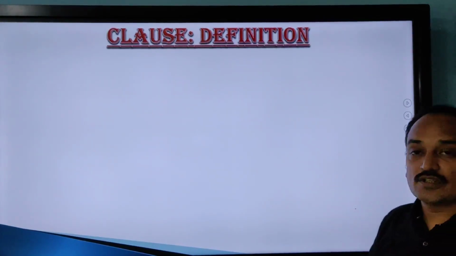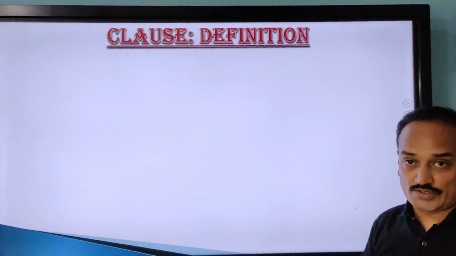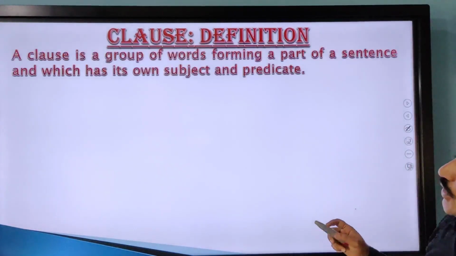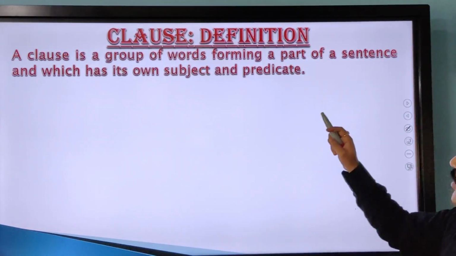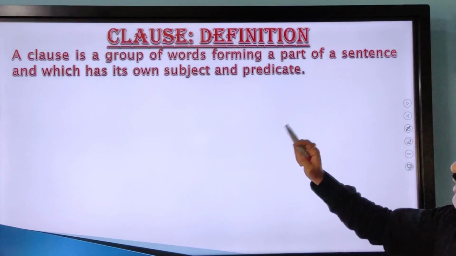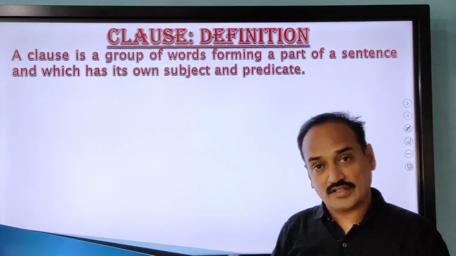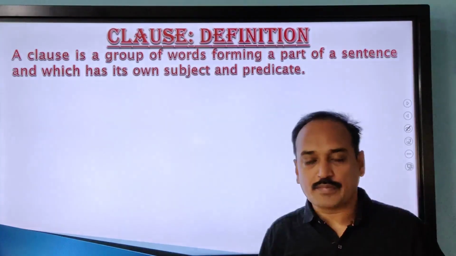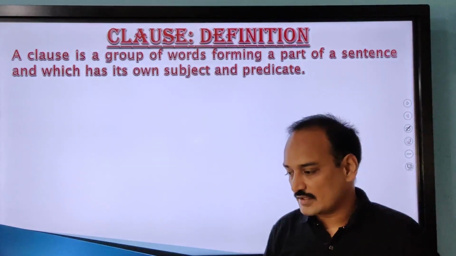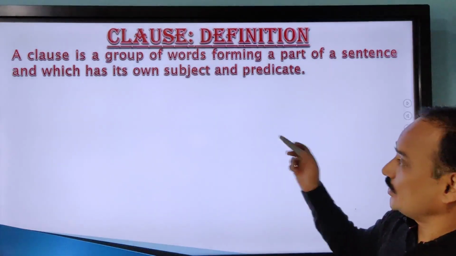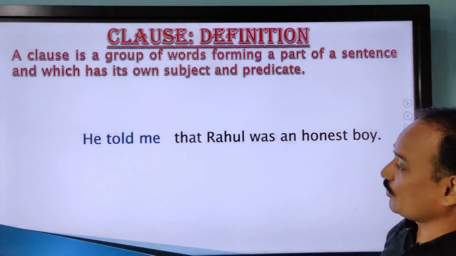Let us talk about the definition of a clause. What is a clause? A clause is a group of words forming a part of a sentence and which has its own subject and predicate. The subject is the doer of action, and the remaining part of the sentence is called the predicate. Let us come to know something more about it.